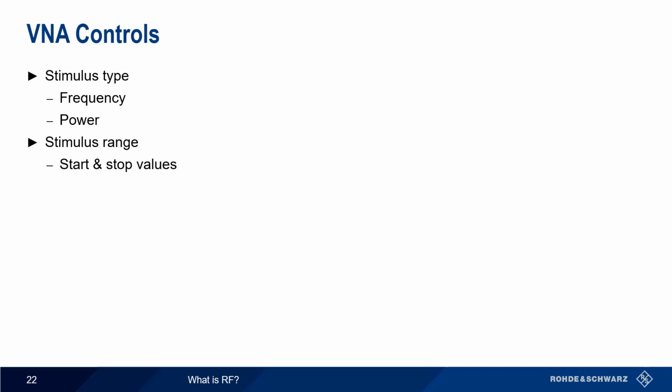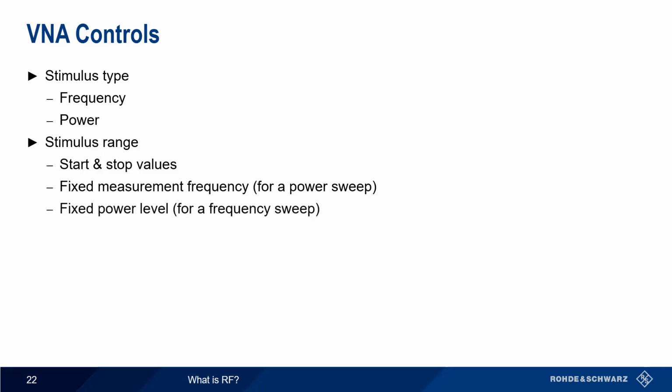For a power sweep, the user sets the starting and ending power values and also the fixed frequency at which the power sweep is to be executed. Conversely, for a frequency sweep, the fixed power level must be specified. Another important control is the number of measurement points. Since S parameters must be calculated for each measurement point, increasing this number will slow down the sweep.